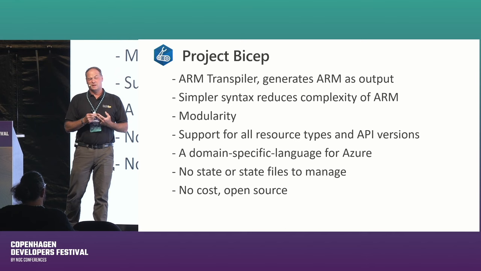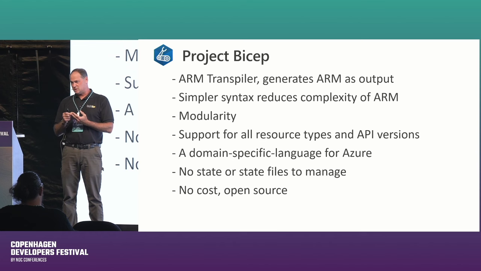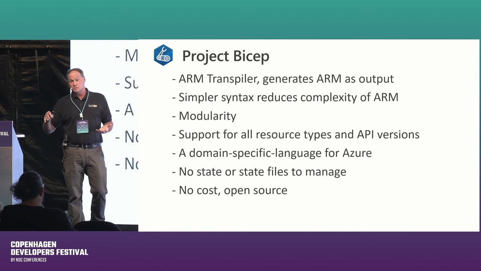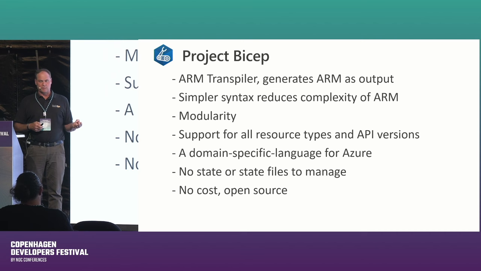It came out well after Terraform, and you could say that Bicep is very similar to Terraform's syntax in that it minimizes the number of inputs. It's a lot cleaner. It's easier to read. Some may say it's easier to use. Nice thing about Bicep and ARM is there's no state file that I have to worry about, and there's no cost. It's open source, supports everything.